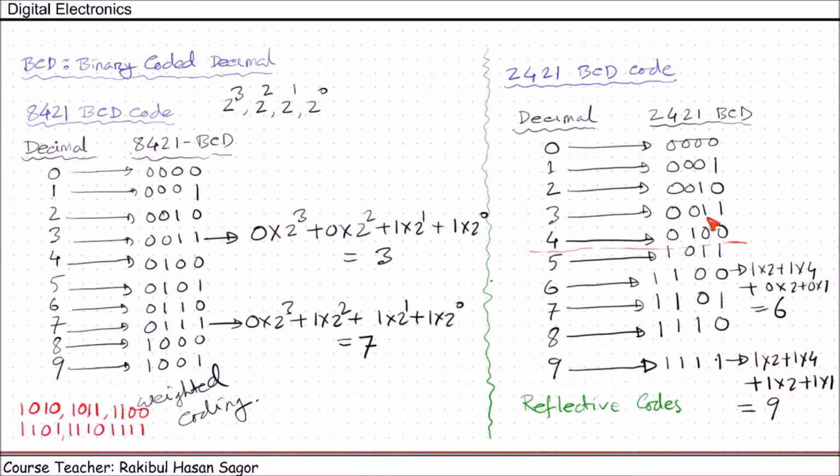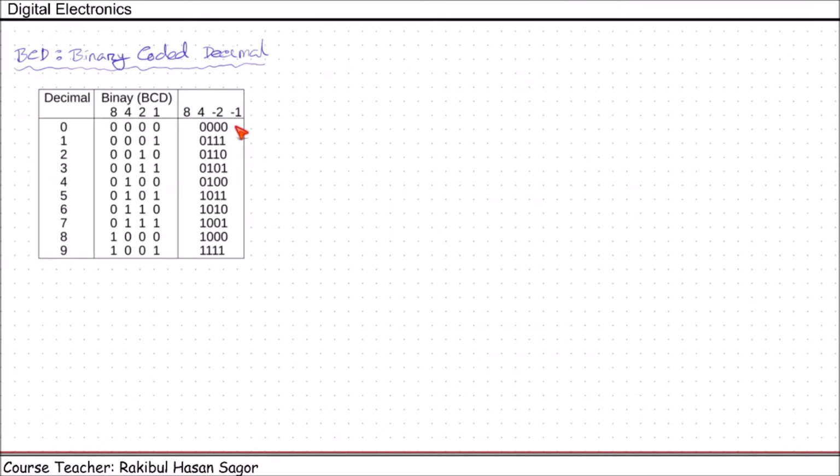Well, there are over 8,000 ways that you can choose 10 elements from 16 binary numbers of 4 bits, but a few are useful. Here I have shown you 8421 BCD code and 2421 BCD code. We may have another type of BCD code, that is 84 minus 2 minus 1. This 84 minus 2 minus 1 are the weights. If we represent each decimal digit by the 84 minus 2 minus 1 system, then the coding will look like this. You do not have to memorize all these codings, but you need to understand how these codings are extracted.